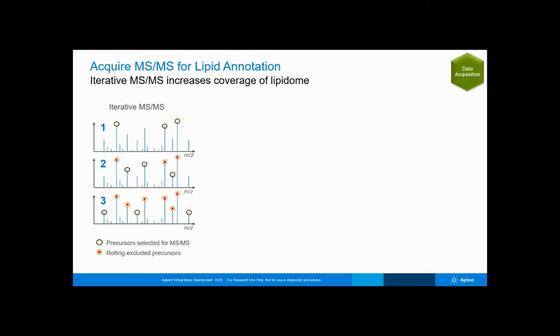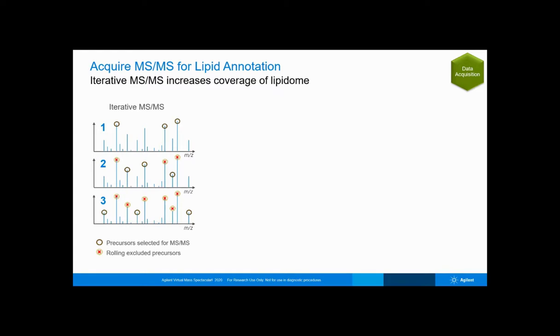So let's step back to data acquisition for a moment and discuss a concept. Now, to create the AMRT database for the lipid profiling workflow, we need to acquire MS-MS data on the Q-TOF. As many of you know, comprehensive data-dependent LC-MS-MS analysis provides high-quality MS-MS. However, this mode can only select a limited number of precursors in a given time, so low abundant peaks may be missed. Iterative MS-MS automatically does multiple injections and excludes previously selected precursors on a rolling basis.